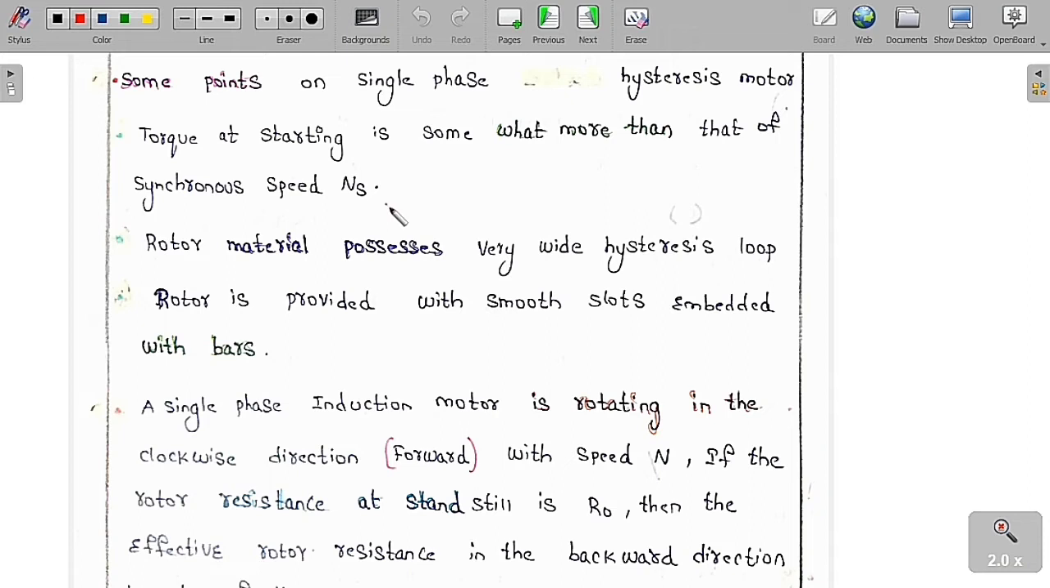So the torque at the starting is somewhat higher when compared to the torque at the synchronous speed, Ns, and the rotor material has a wide hysteresis loop because it is going to work on the principle of hysteresis loss. So more hysteresis loop, more hysteresis loss. So it is going to work properly. And the rotor is provided with smooth slots with embedded bars.